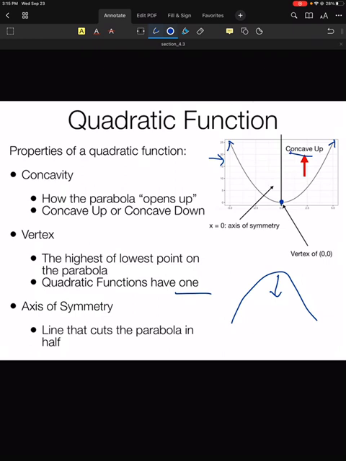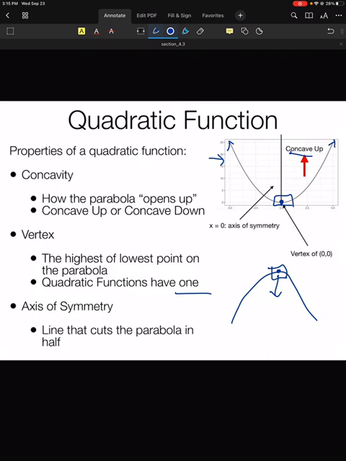And if we wanted to think back to the material on the last exam, we would have called this an absolute minimum. And then similarly, if I had this point here, that would be my vertex, we would call that an absolute maximum. So these vertices have something to do with maximum and minimum points. It's the highest or lowest point on the parabola. Okay, so that's a vertex.